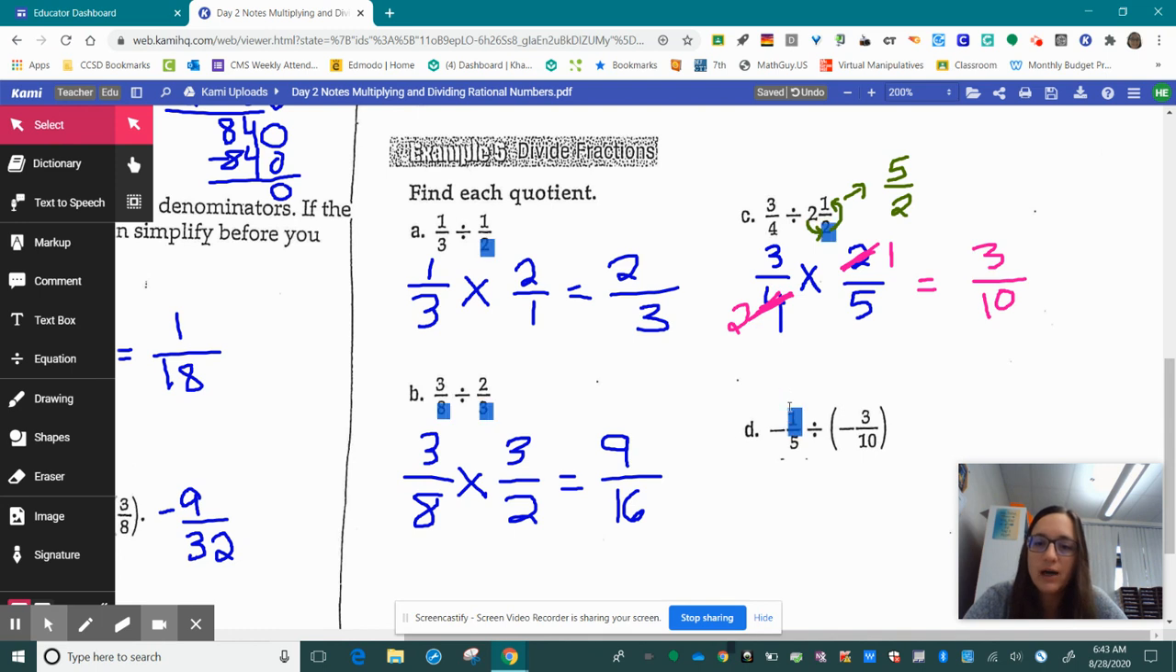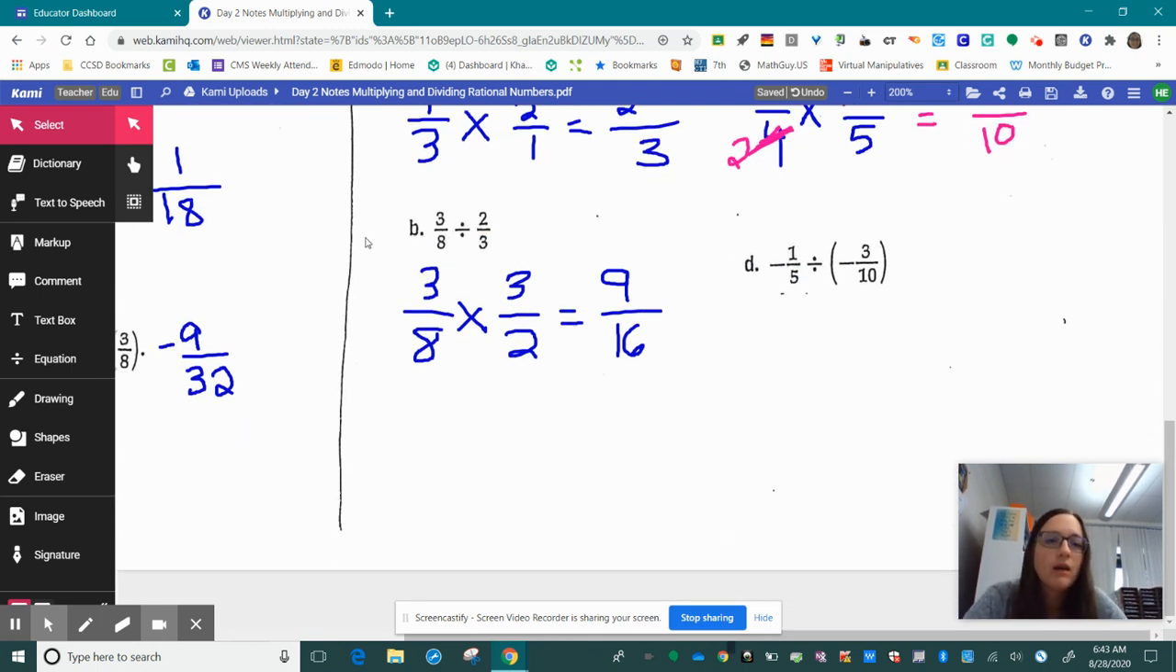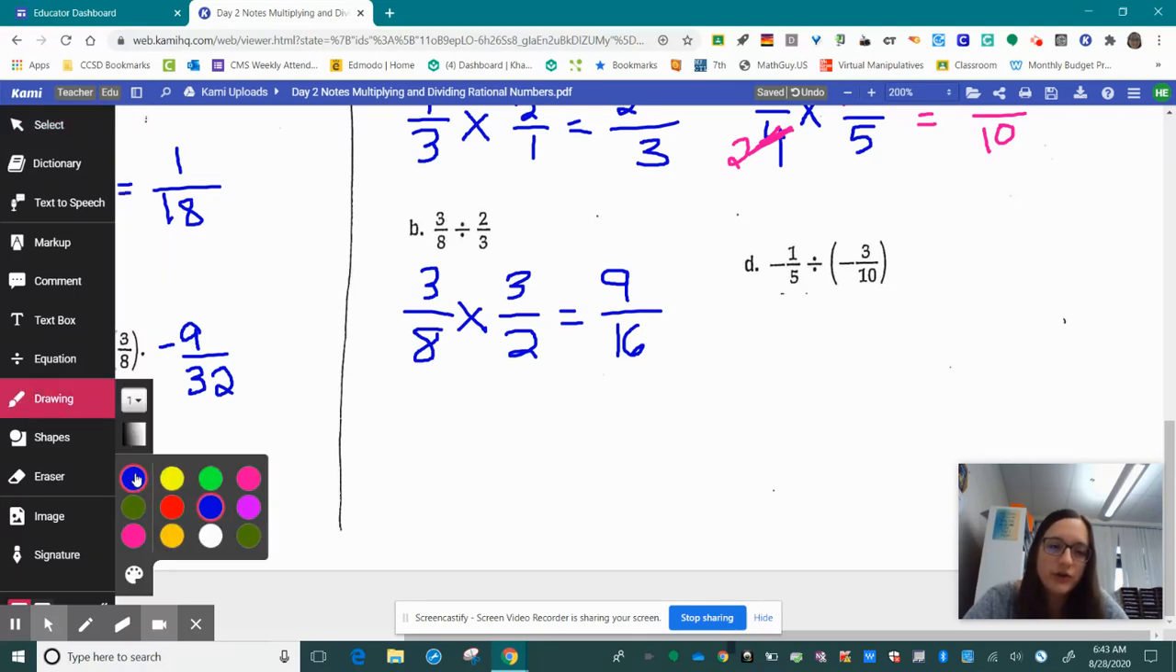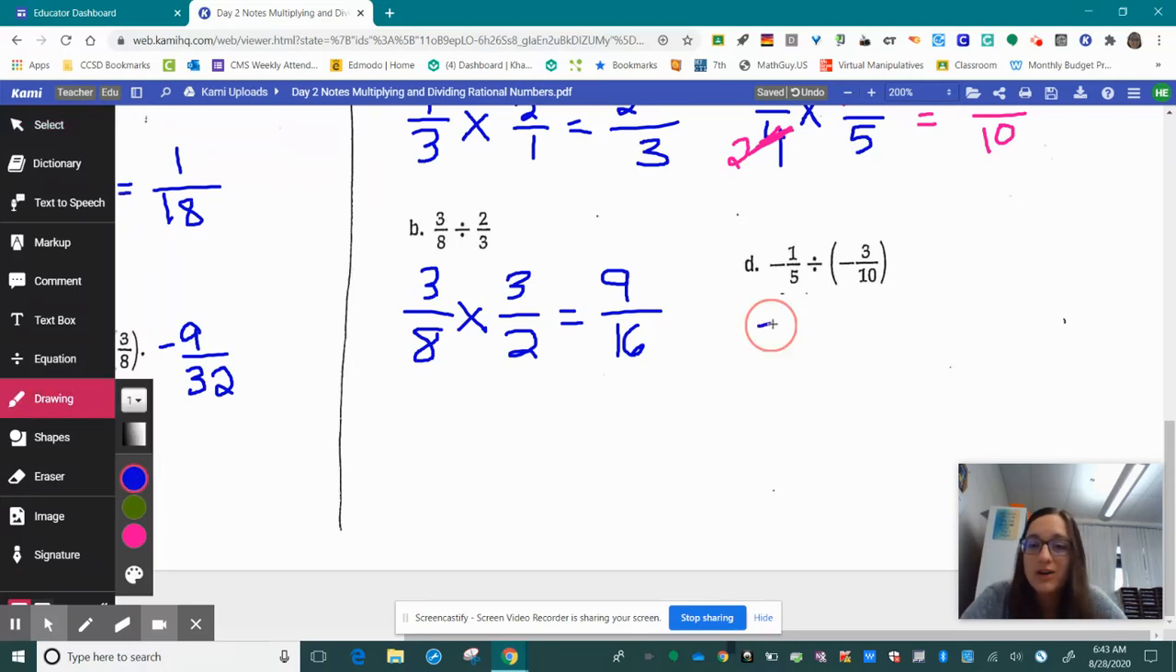All right, our final problem here. We have some integers, some negative integers. All right, so we have our negative 1/5. We multiply by the reciprocal. Now, our reciprocal will still be negative. Why? Because again, the goal of a reciprocal is to multiply to make a positive 1. So negative times a negative would make it positive. So the sign will stay. That's fine. And we just flip the 10/3. Oh, we flip it to be 10/3.